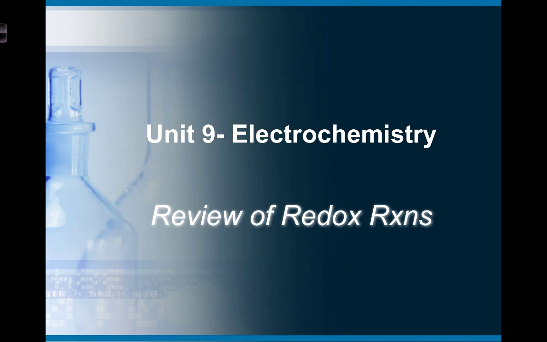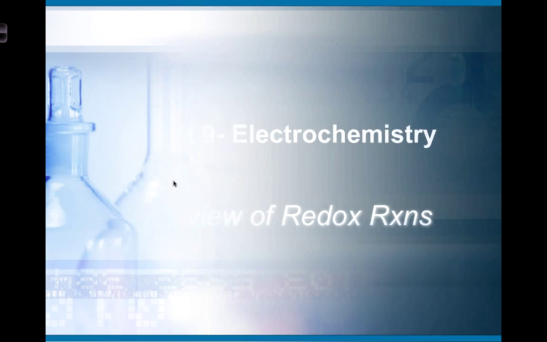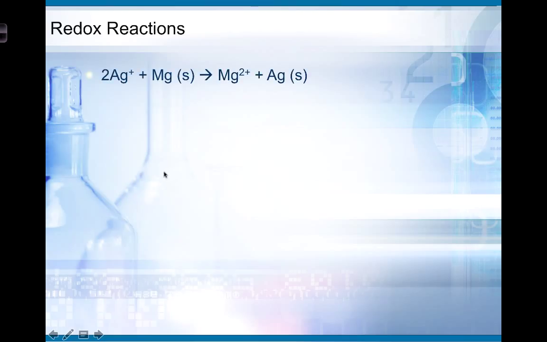Alright, so in this video we're going to review redox reactions, so reduction and oxidation. Now, when we have a redox reaction, reduction and oxidation have to happen together. So anytime that something is being reduced, something also has to be oxidized. So it's the movement of electrons. If you're removing electrons from something, something else has to be there to gain those electrons.